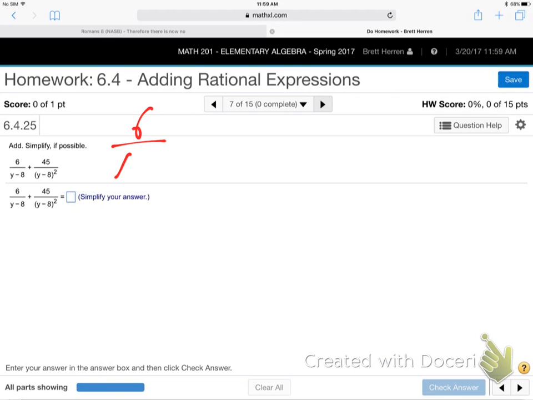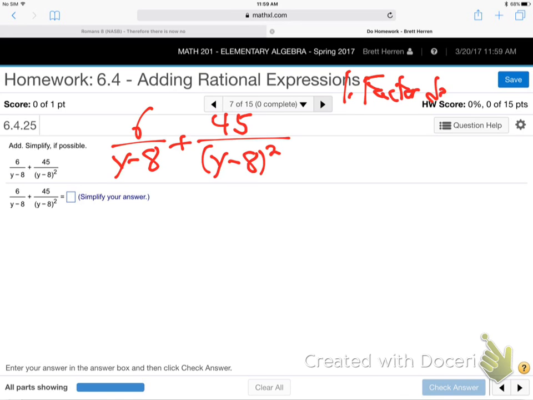Okay. So 6 over y minus 8 plus 45 over y minus 8 squared. All right, remember the steps. Step number one, factor the denominators. Notice how we start with the bottoms, don't we? All of our work in the beginning is the bottoms until we have common denominators at the bottom. Step one, factor the denoms. Does anything need to be factored down there? No. There's nothing to factor.